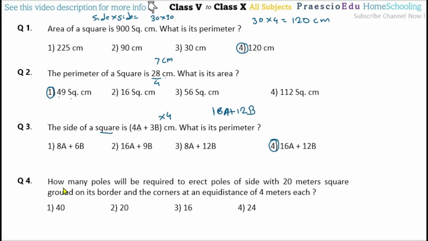Now question number 4, how many poles will be required to erect the poles on a 20 meters side square ground, on its border and the corner, at an equidistance of 4 meters each? Now suppose this is a square garden. So 20 meter this, 20 meter this, and 20 meter this, and this one also, because this is square in shape. Now this is 20 meters, and we will leave the first corners, so this one and this one, these corners we will leave.